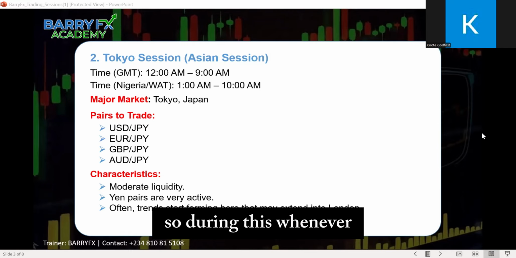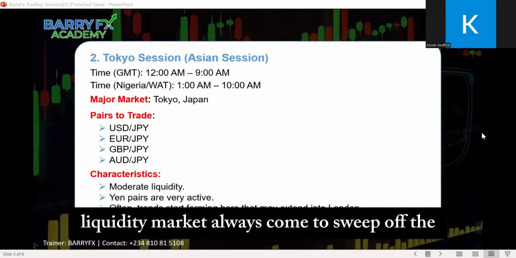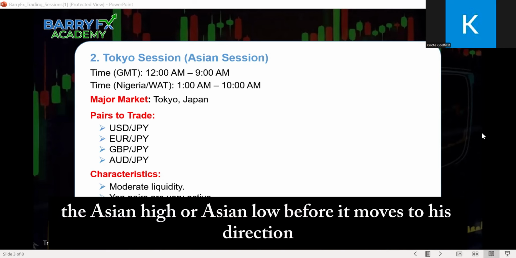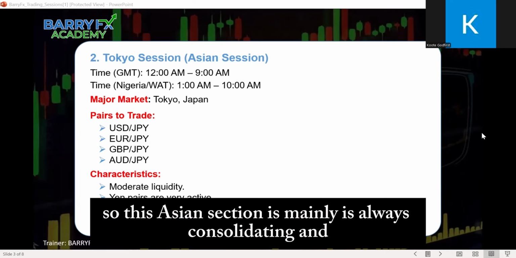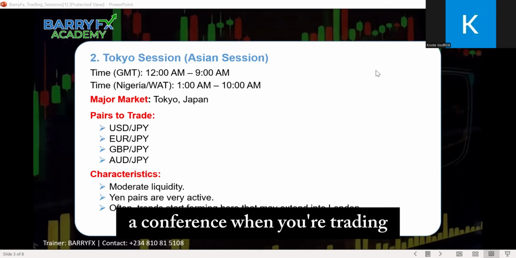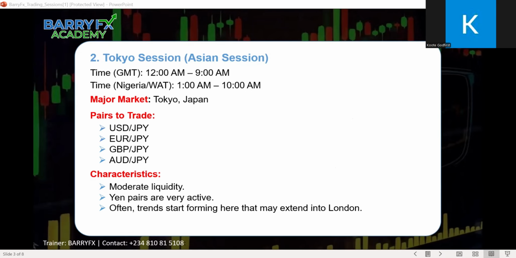So during the London section, the market always comes to sweep liquidity. The market always comes to sweep off the Asian high or Asian low before it moves to its direction. So this Asian section is always consolidating, and they use it to trade as well. It's a strong confluence when you're trading. I will show you guys on the chart. So let me take it to the chart.